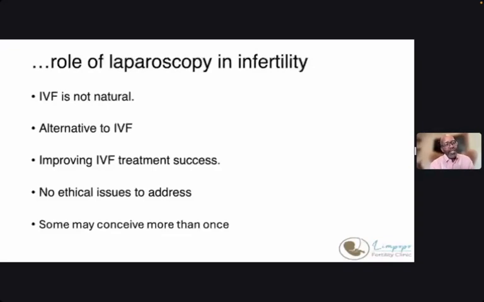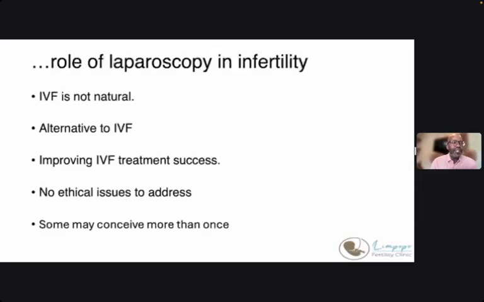So the majority of these patients will prefer laparoscopy vis-a-vis IVF, because when they present to us, they will tell you that IVF is not natural, especially in the province where I practice. You find that the majority of men, they say IVF babies are not normal babies, are not natural babies. They want to try to conceive naturally. Therefore, endoscopy has a role in those type of patients who refuse assisted reproductive technology techniques. And it does offer an alternative to IVF.